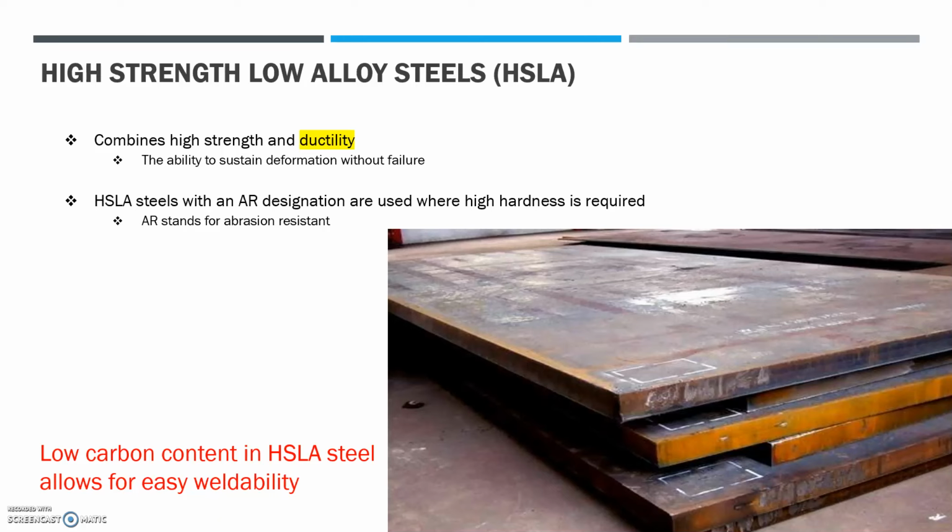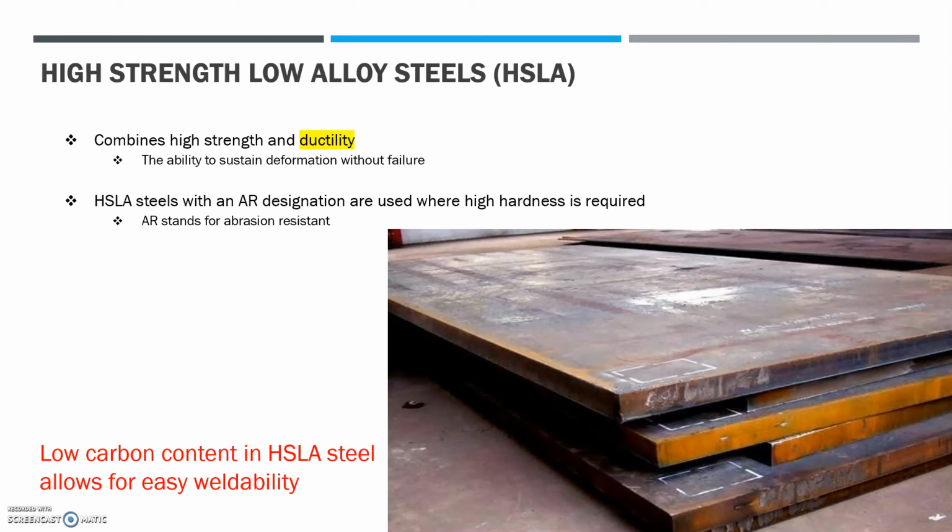Page 9 moves on to high strength low alloy steels. This material combines strength and ductility, which means it can be formed without becoming fatigued and breaking. The picture you see is AR steel plate. AR stands for abrasion resistance. It can be detected easily by sharp square corners compared to mild steel that has rounded corners.